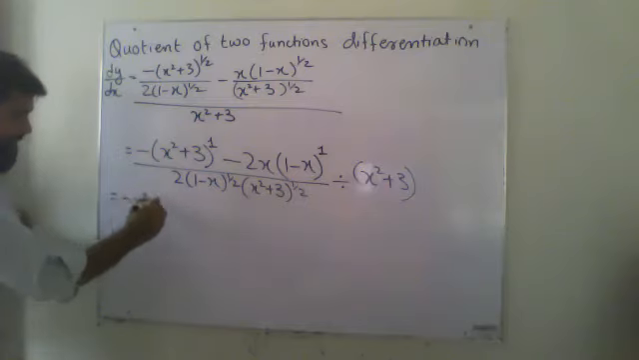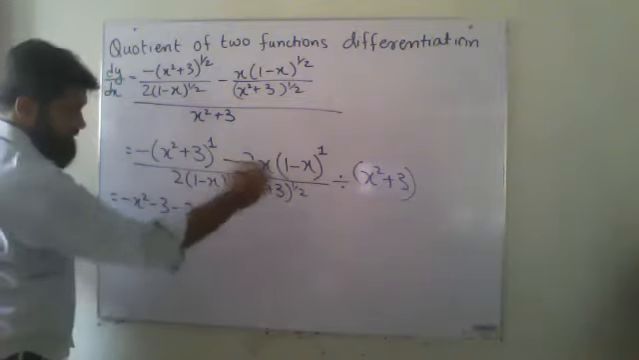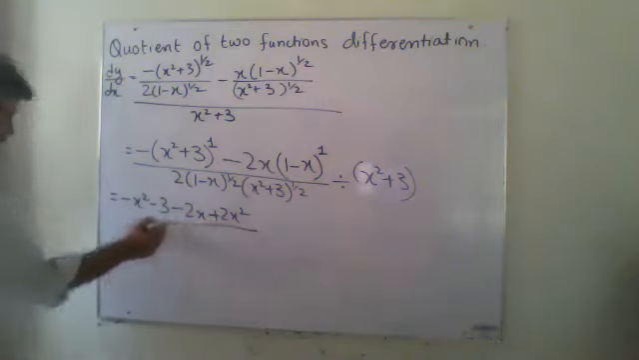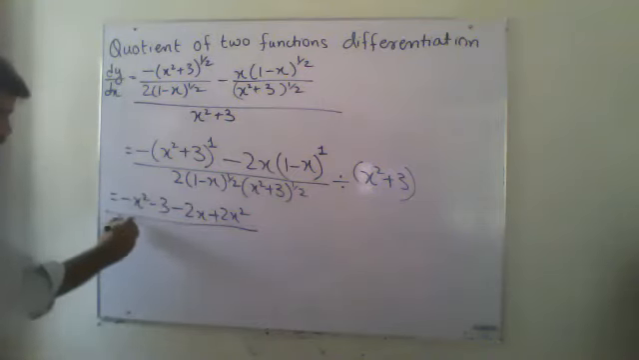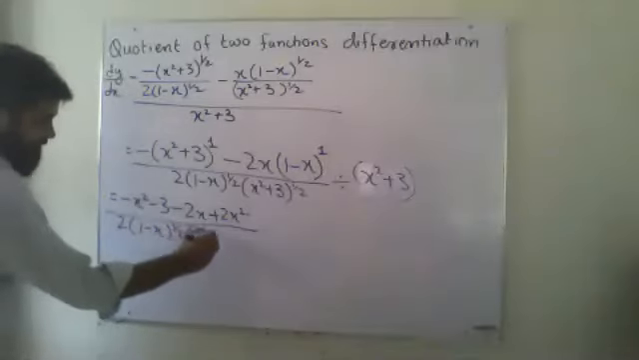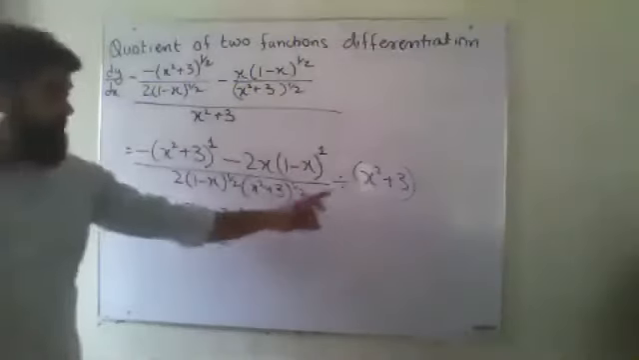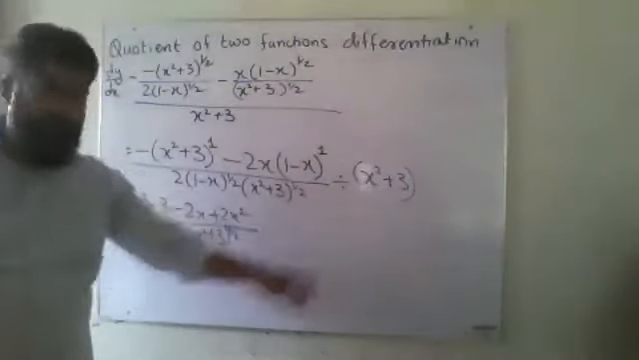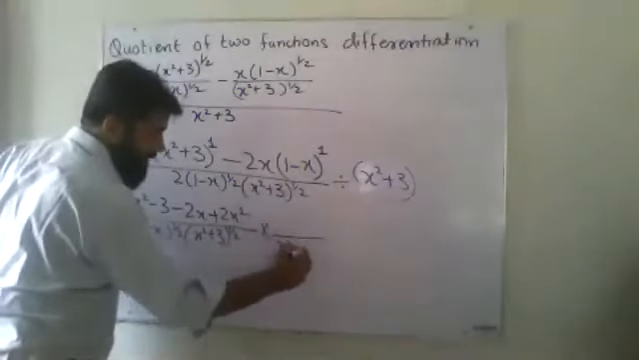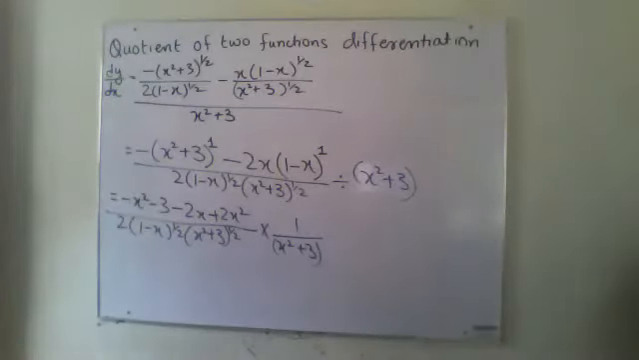minus x squared minus 3 minus 2x plus 2x squared upon 2 (1 minus x) power half (x squared plus 3) power half, and when I shift divide into multiply, this thing will be in the numerator, and the denominator will be (x squared plus 3) whole power 1. Okay.